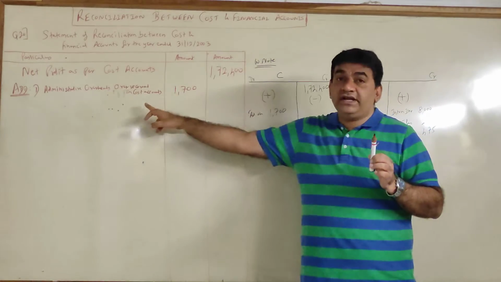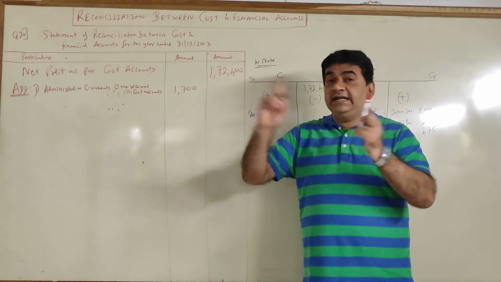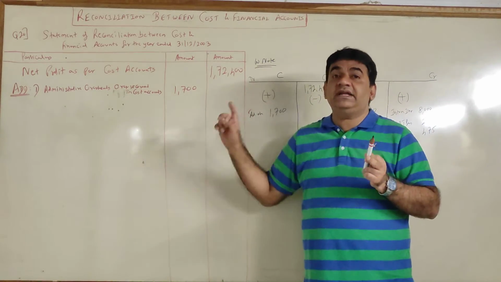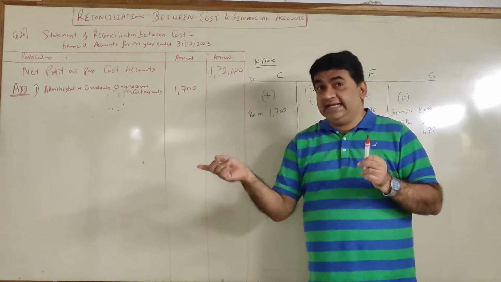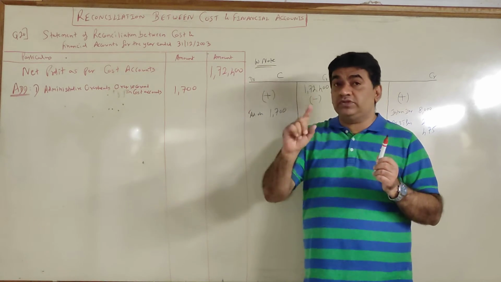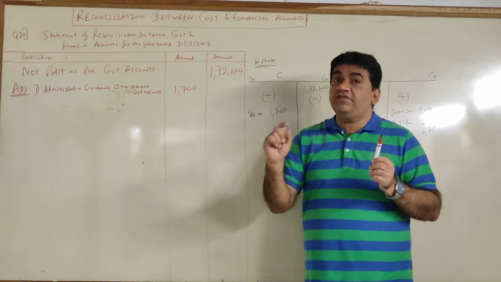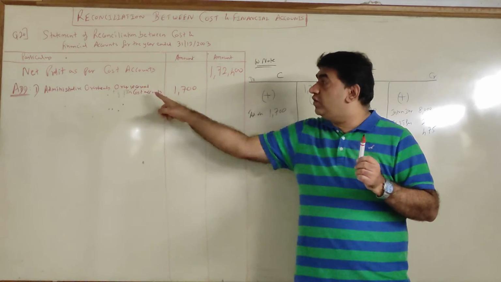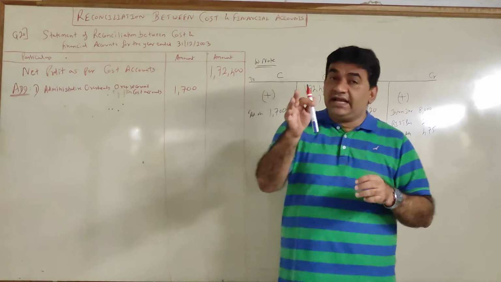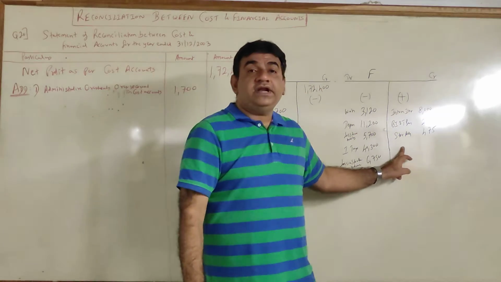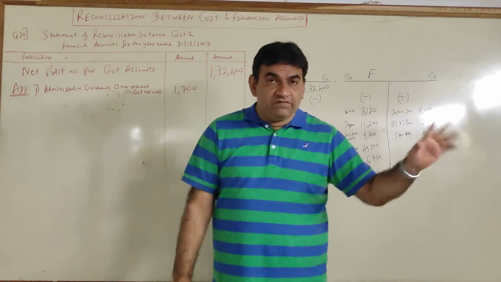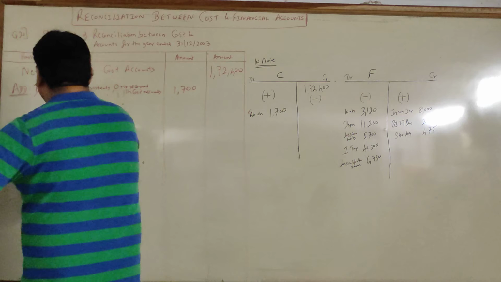See, admin overheads over recovered means what? It is recorded at both the places but the amount is higher in cost. It is recorded in finance and cost both, but there is a difference in amount which is higher in cost, so we use the word over recovered in cost. But here it is recorded only in finance. So we will give a combined heading.